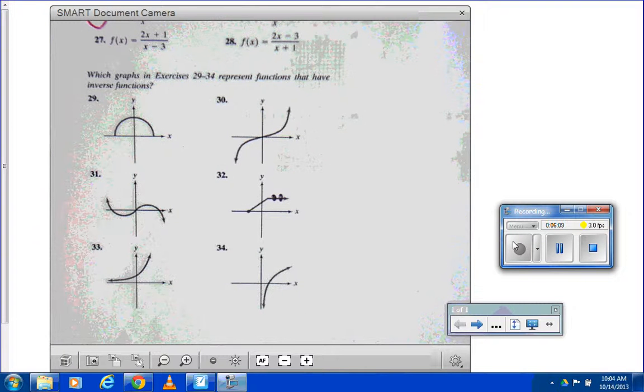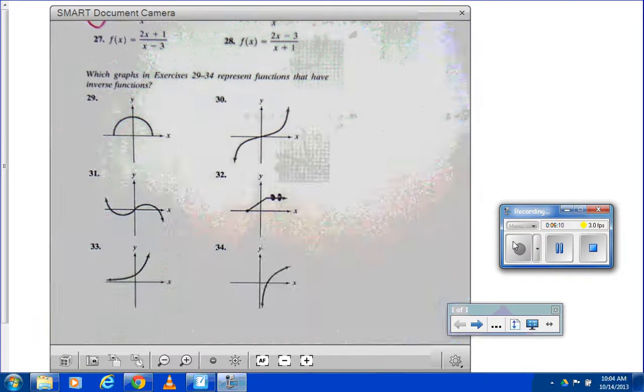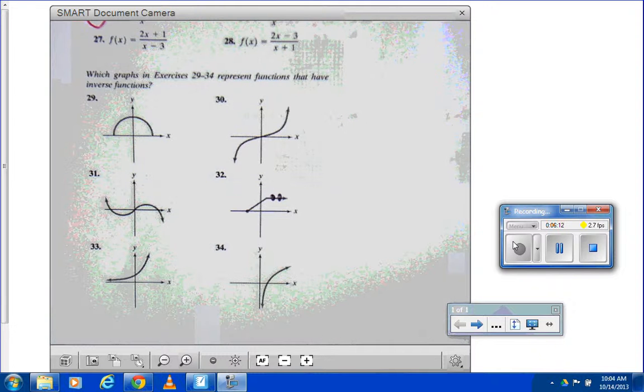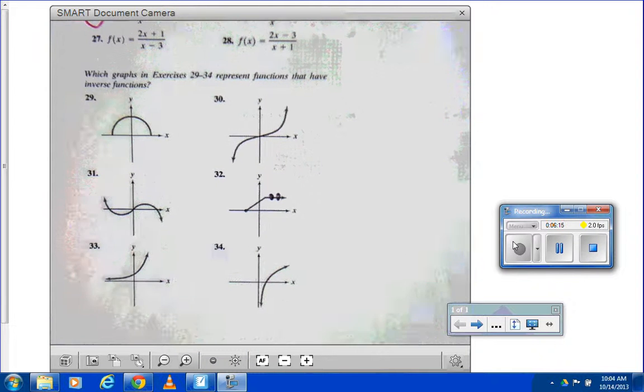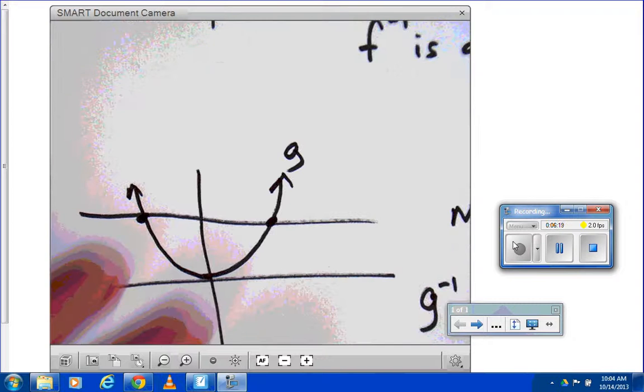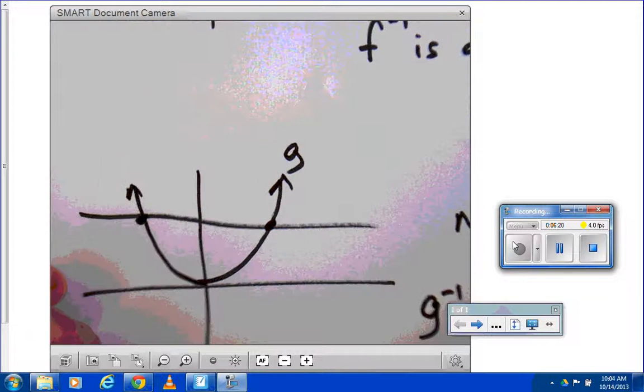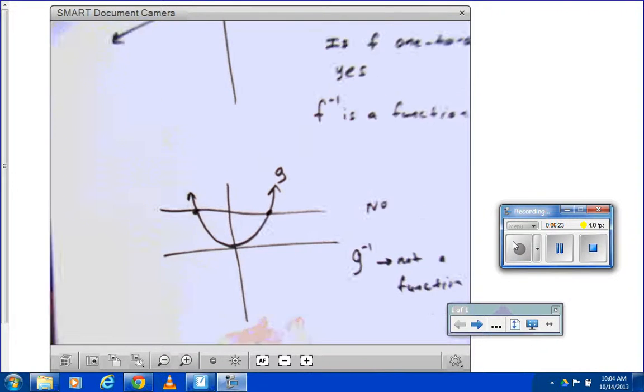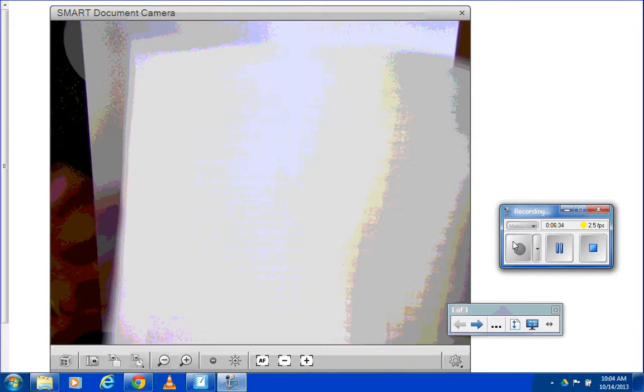Now, the rest of this here, what we're going to look at is taking a function and graphing its inverse. Okay, so I'm going to start off with an easy one here. Let's do a linear one first. All right, we should know how to graph a linear equation.